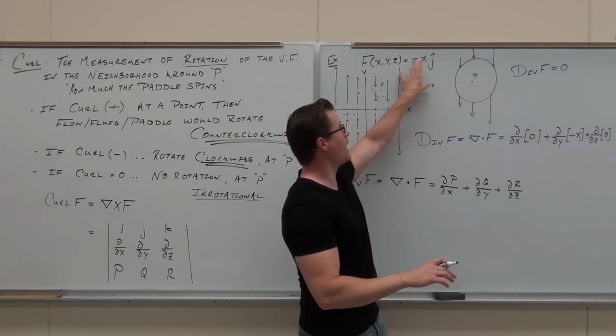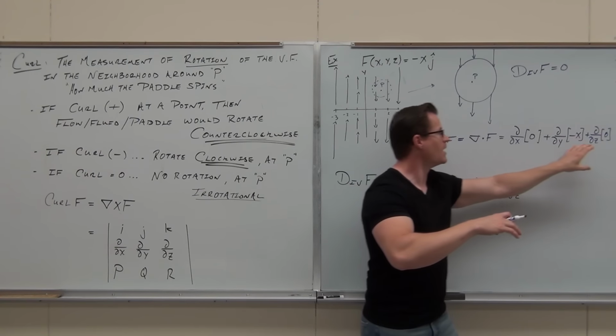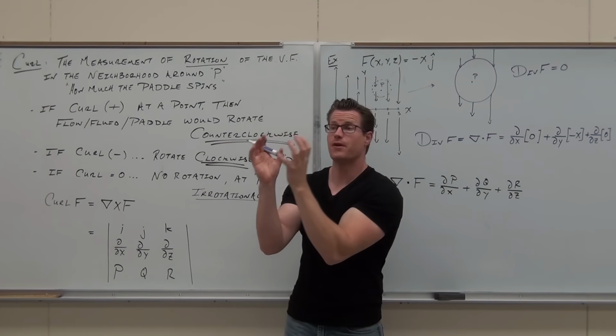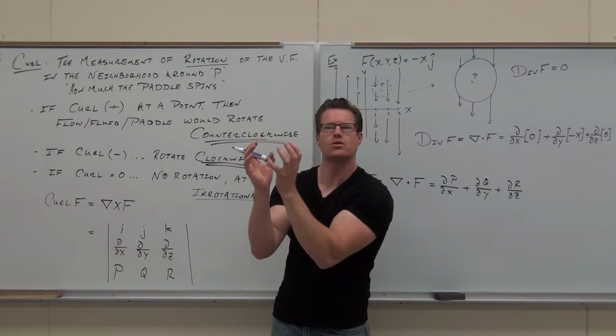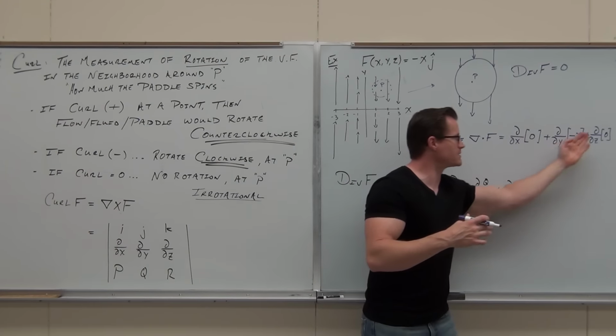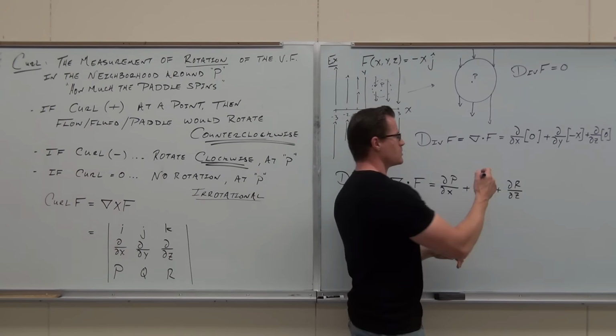There is no I, therefore there's no X component. There is no K, therefore there's no Z component. The Y component is the function that's associated with the J. So basically, we take partial derivatives x, y, z with the x, y, z components. It's very straightforward. We just got to do the math.